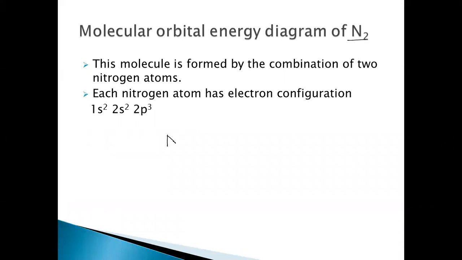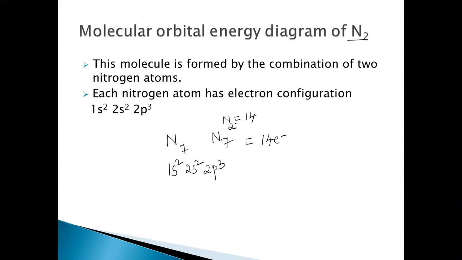For nitrogen, you know that the atomic number is 7 here. So we can write the electronic configuration as 1s2, 2s2 and 2p3 for both the nitrogens. The number of electrons present in N2 is 14, so the total electron count is 14.